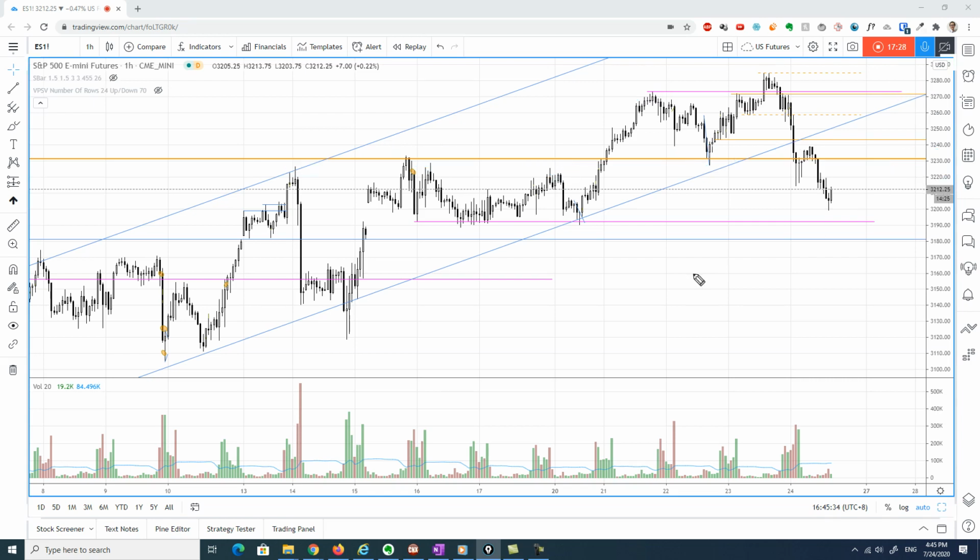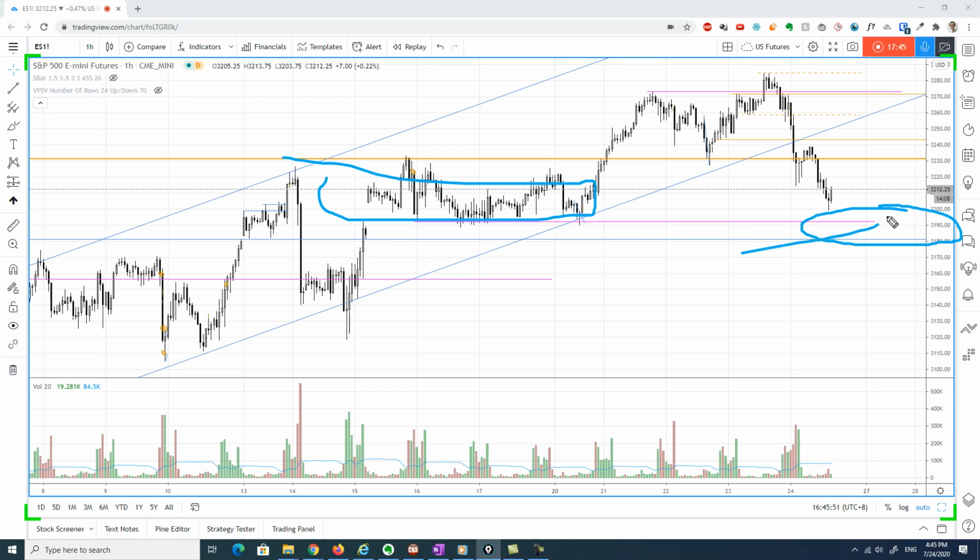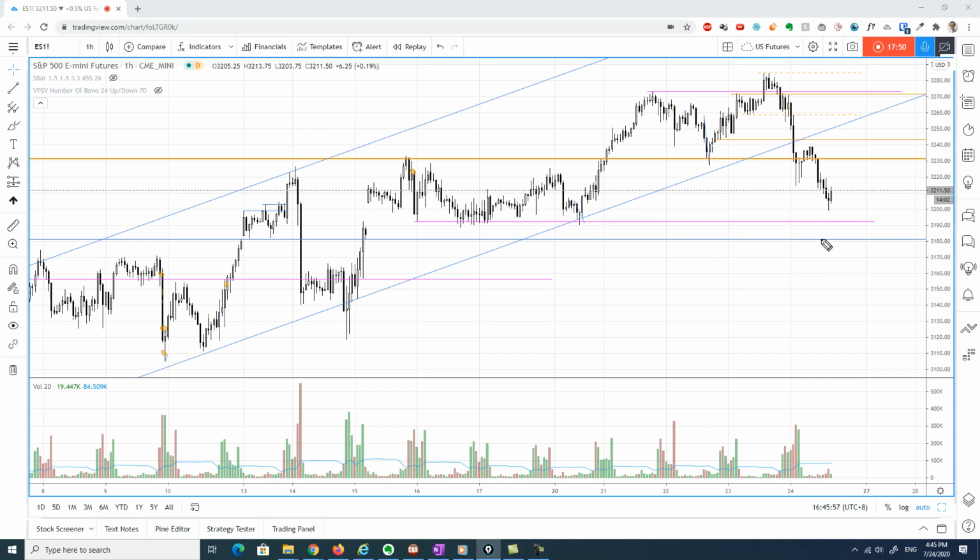For the immediate support level, do watch out for 3180 to 3190 as the first level of defense, because this is still the absorption area. I expect some support will form in this area. So that covers the key levels and the potential trade setups. For today, even though the bias is bearish, I think either the long or short side is still tradable.